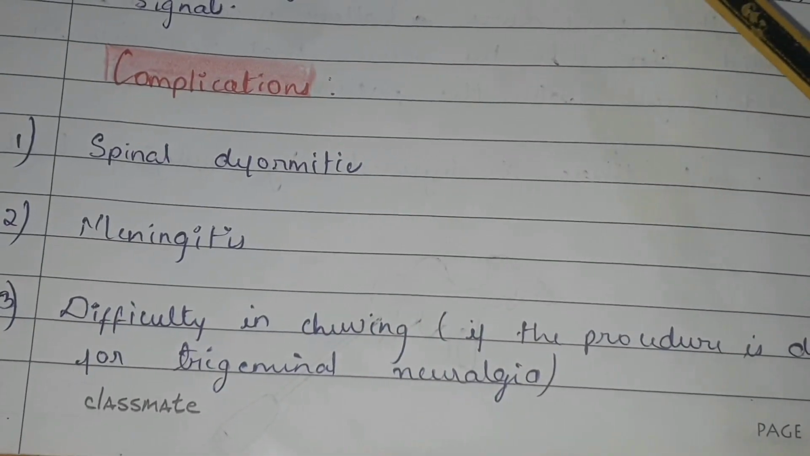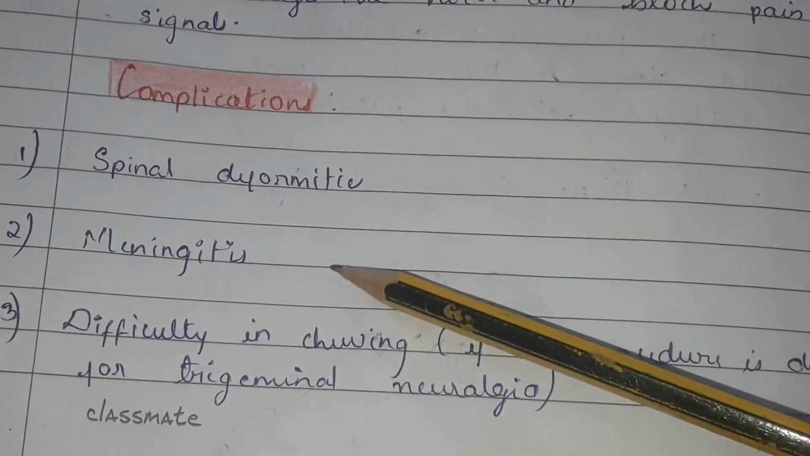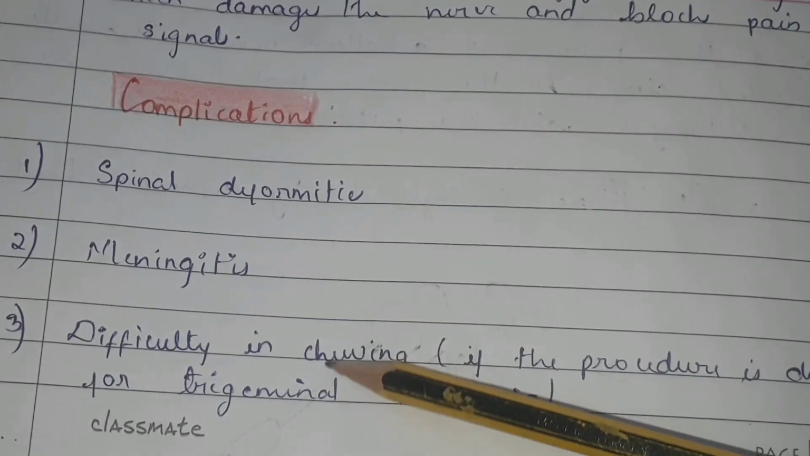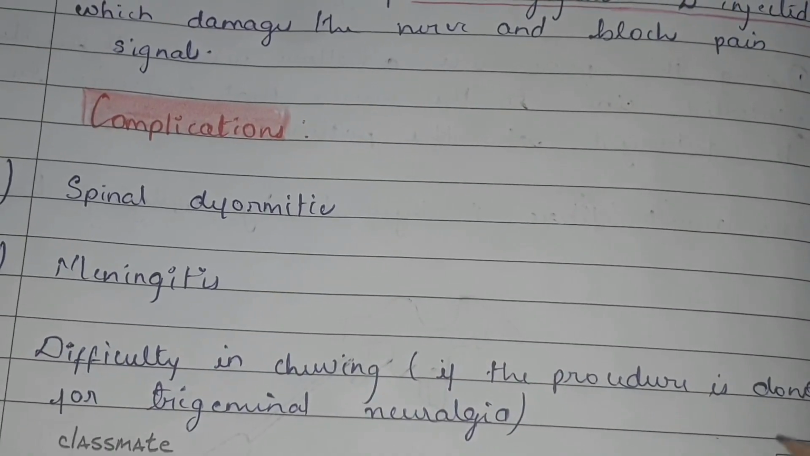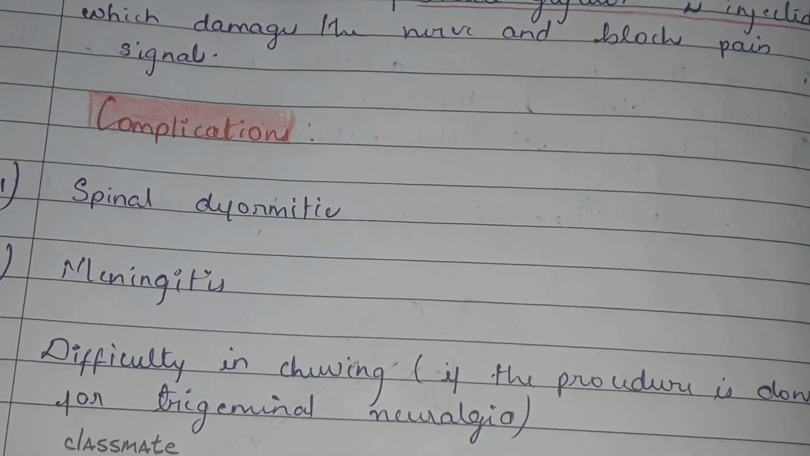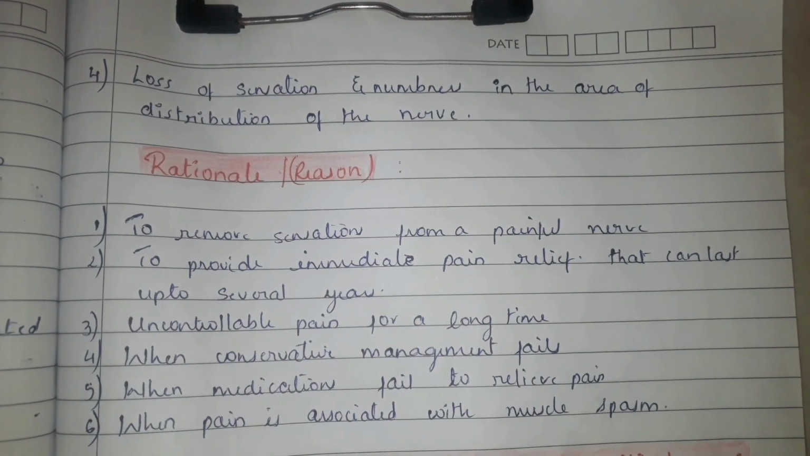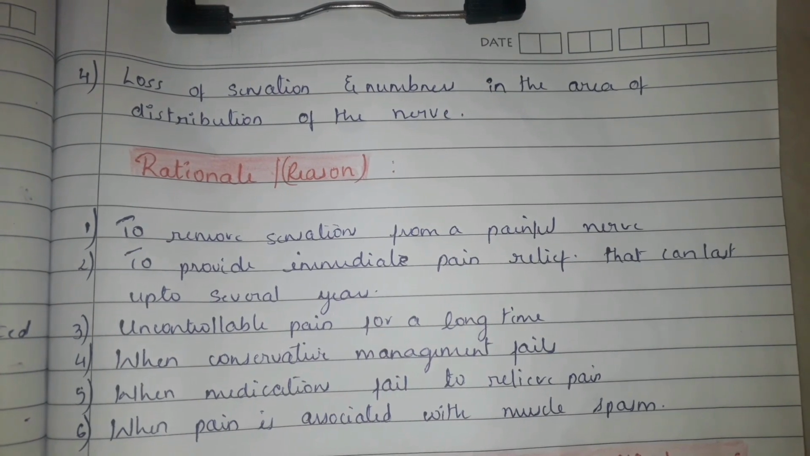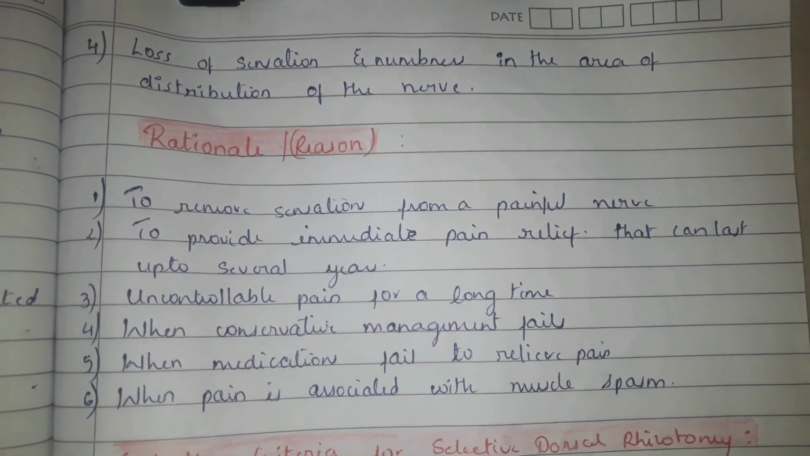Complications of rhizotomy include spinal deformities, meningitis, that is inflammation of the meninges, and difficulty in chewing. This is mostly seen if the procedure is done for trigeminal neuralgia. Other complications include loss of sensation and numbness in the area of the distribution of the nerve.